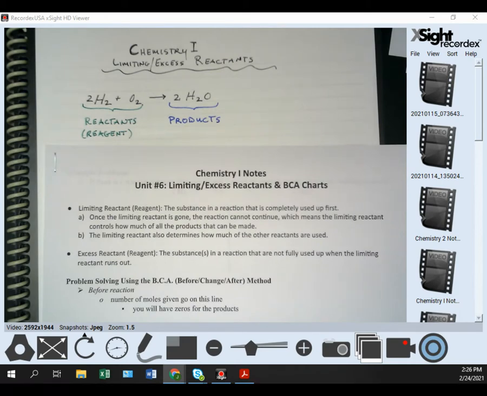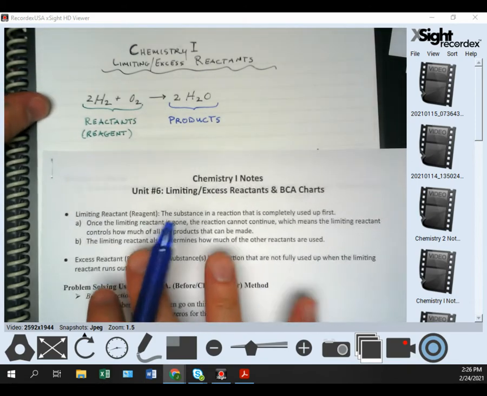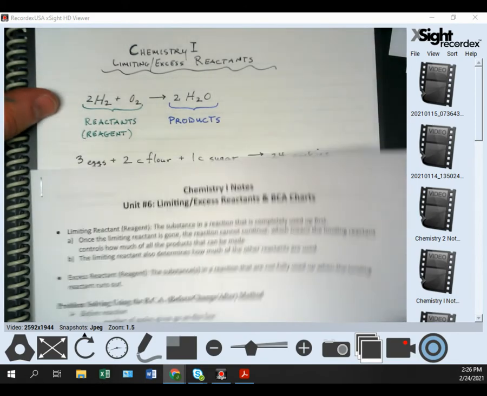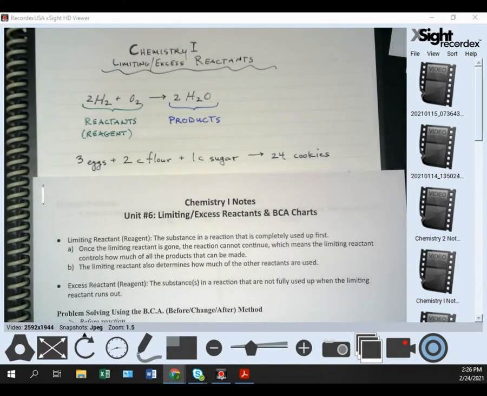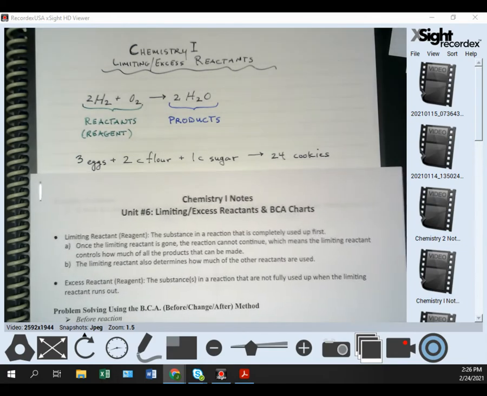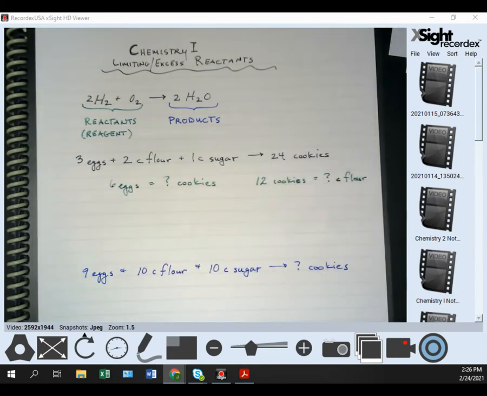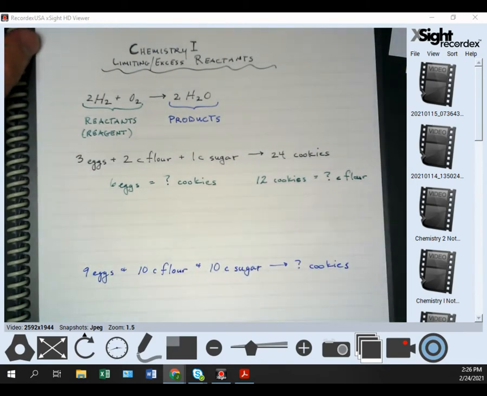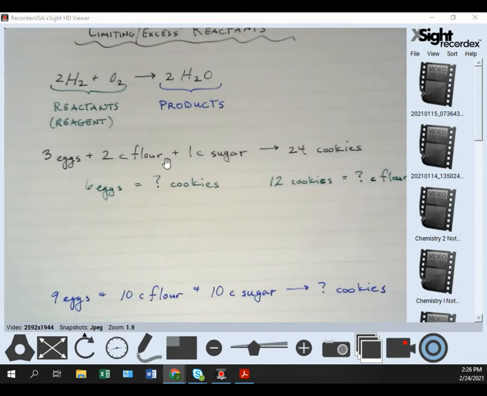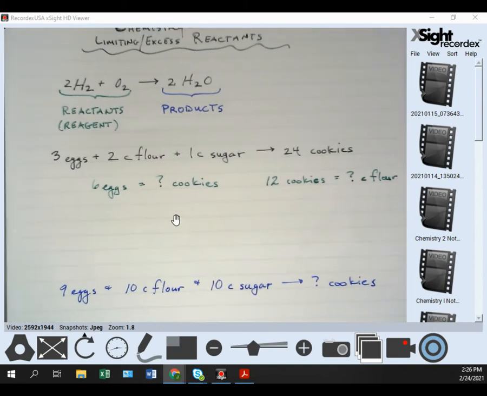So this is like a reaction. Now, go back to the idea of a recipe. And again, don't judge me for my fake recipe. That's why I'm a chemist and not a cook. But let's say we have a recipe: 3 eggs plus 2 cups of flour plus 1 cup of sugar gives us 24 cookies. Okay, so 6 eggs.